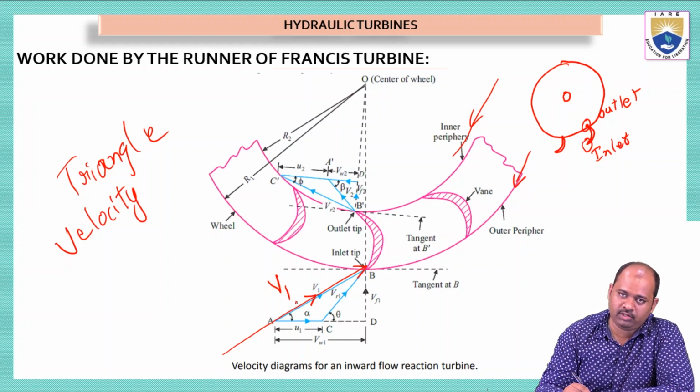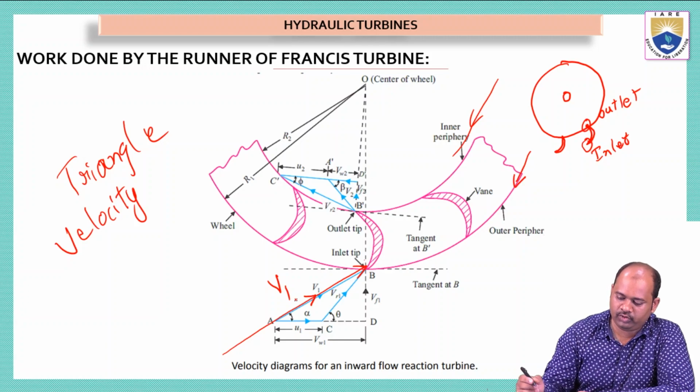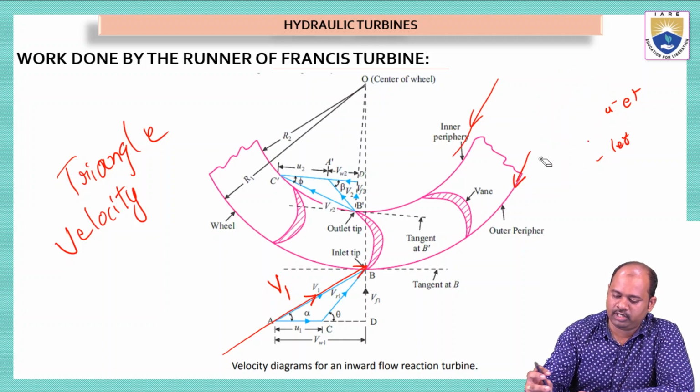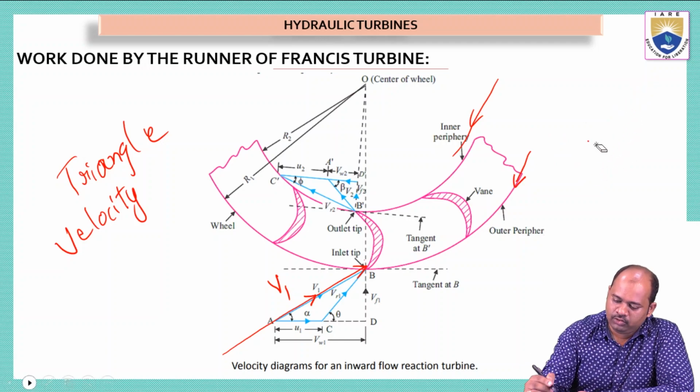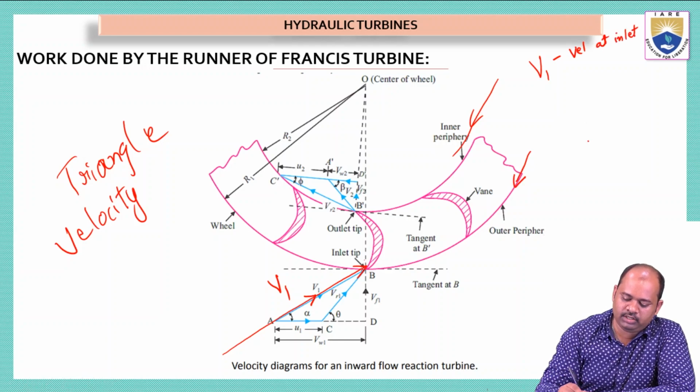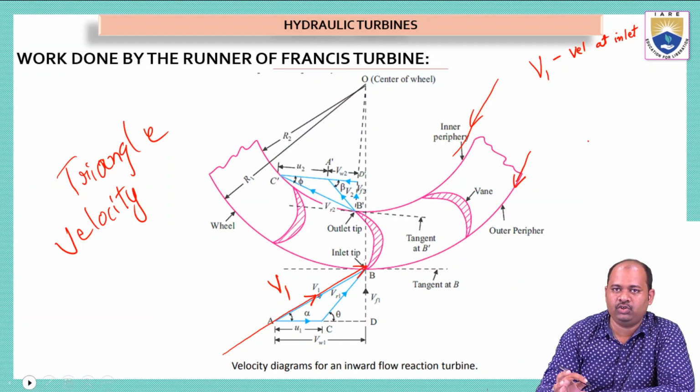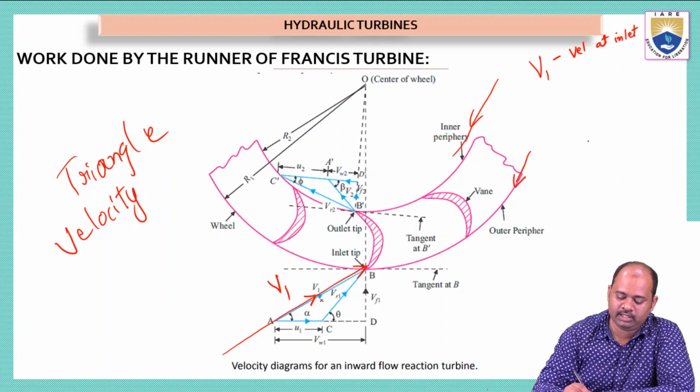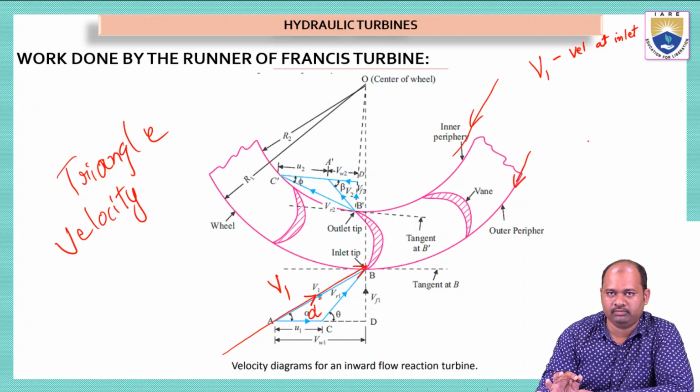Now here V1 is the velocity of water at inlet. I will write all those things here. So V1, velocity at inlet, simple velocity at inlet. Now when the water is flowing in this direction, it is not perpendicular or horizontal. It is inclined at an angle, like it is inclined at an angle of alpha with respect to horizontal.